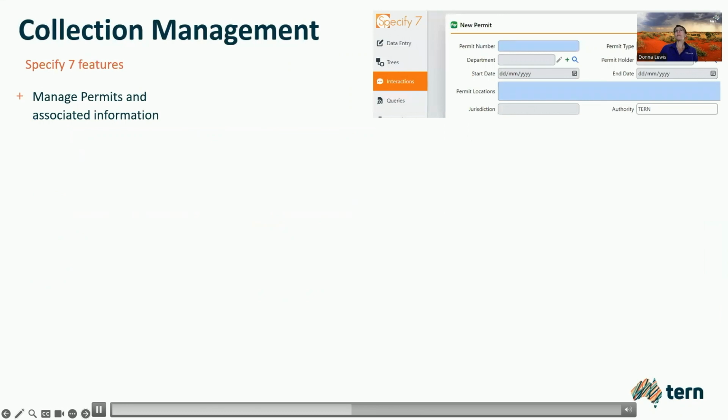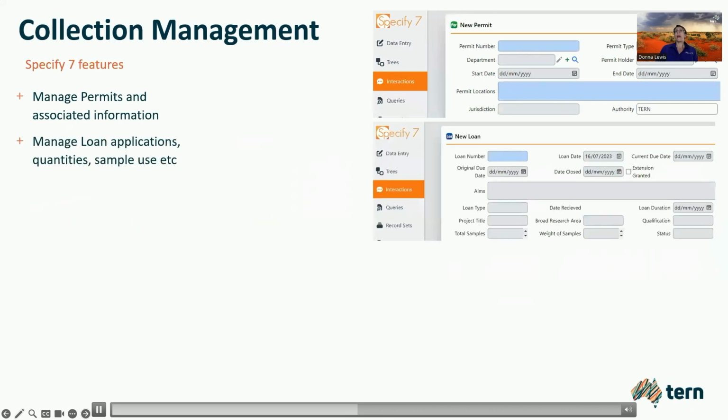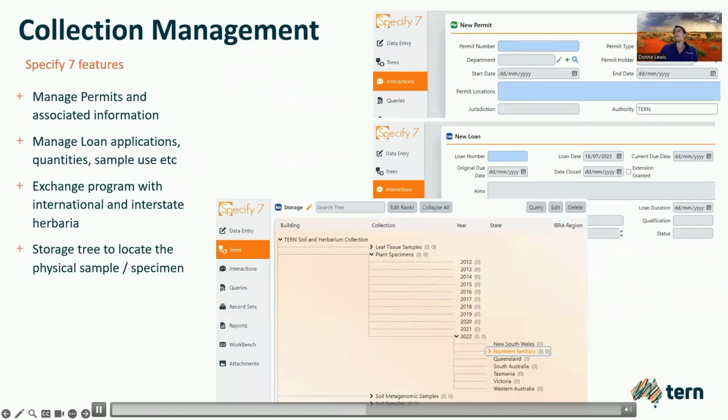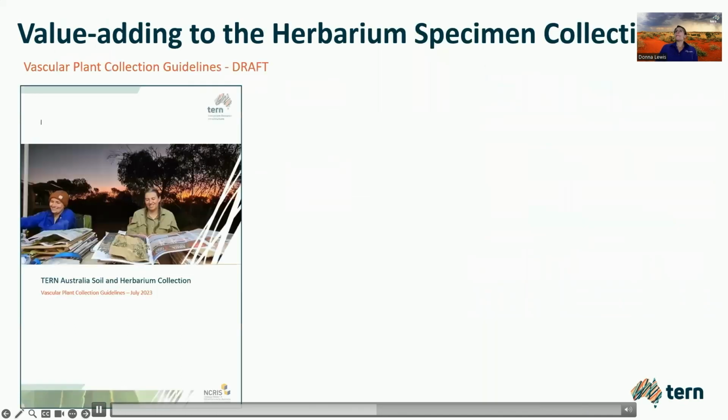So collection management, looking at Specify 7 in a little bit more detail, we can manage our permit information, our loan applications. We can also manage our exchange program with international and interstate herbaria. We have a storage tree, so we can locate the physical samples and specimens in the collection. We can establish routine queries, for ease of staff to access.